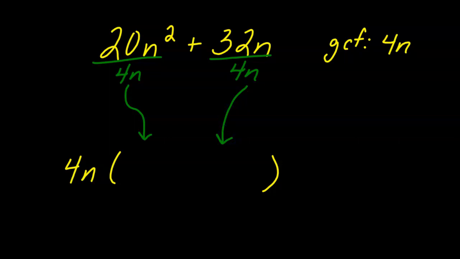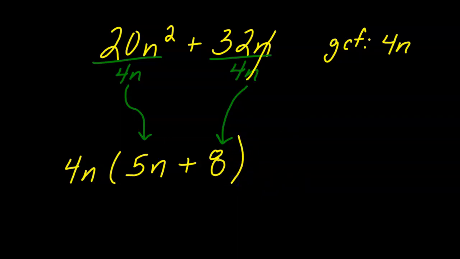So if I divide 20 by 4, I get 5. If I divide n squared by n, I get n. And if I divide 32 by 4, I get 8. And then for this one here, my n's would just cancel right off. So it's 5n plus 8. That's your final answer. And if you want to check yourself, just do the distributive property.